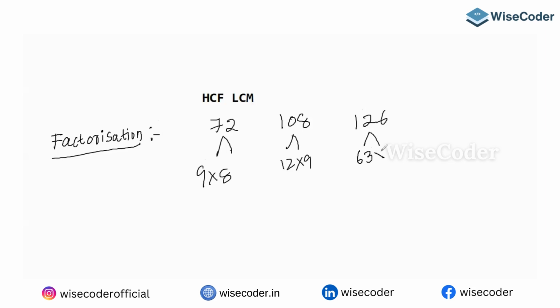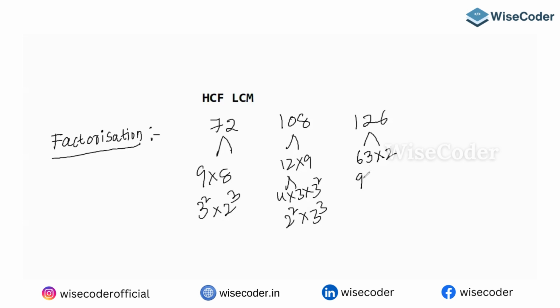63 into 2. Okay, so 9 you can write what? 3 square. 8 you can write what? 2 cube. 12 you can write 4 into 3, that is 2 square into 3. You can write this as 2 square into 3 cube.